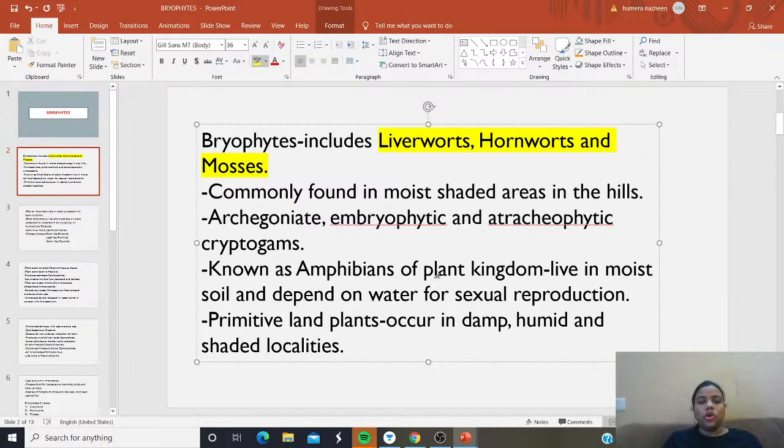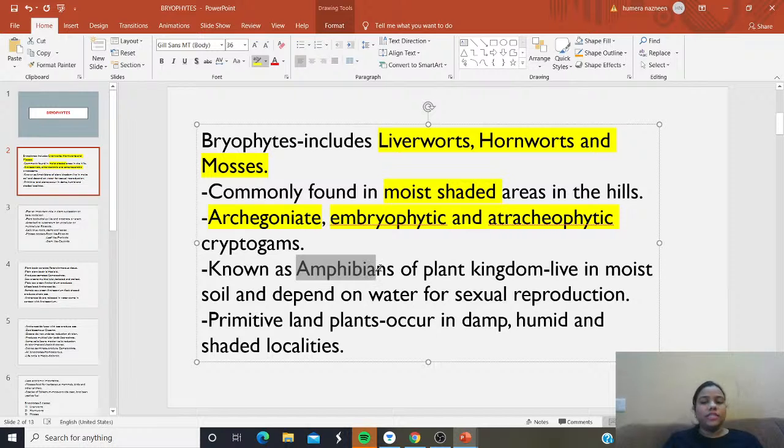And where are they commonly found? They are commonly found in moist shaded areas in the hills. Bryophytes are archegoniate, embryophytic, and atracheophytic cryptogams. And these bryophytes are known as the amphibians of the plant kingdom.